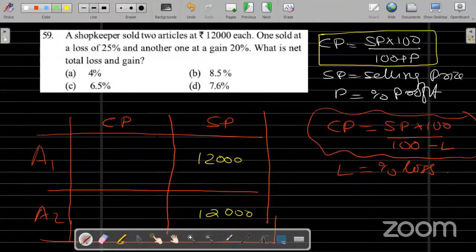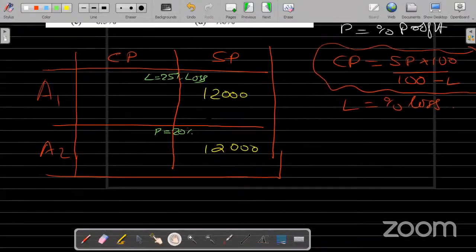First one is sold at 25% loss. That means L equals 25%. Second one at a gain of 25%, that is a profit. P equals 20%. What is the net total loss or gain percentage? In a particular case, it can either be a loss or a gain. Since all options are in percentage, the question should be corrected like that.